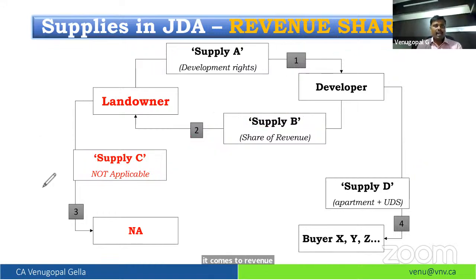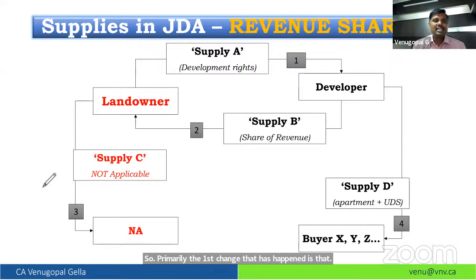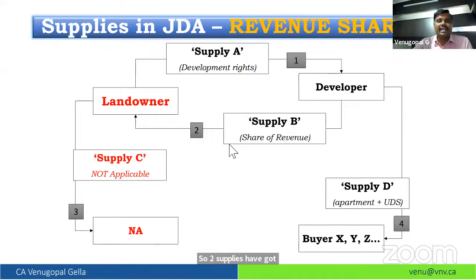So primarily, the first change that has happened is the developer is no longer providing a construction service to the landowner. Given that the landowner is not getting any construction services, he will not do any further supply of units to the end customer. So two supplies got disconnected between the revenue share and area share.